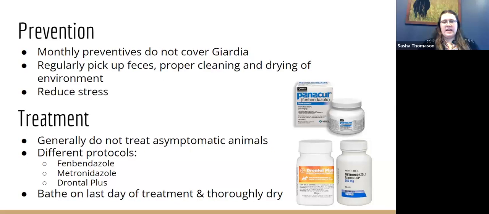If you have asymptomatic animals and say you have a fecal run and they see it on there, but they're not showing any signs, we generally don't treat those. But if they are showing signs, there are a few different protocols such as fenbendazole, metronidazole, or Drontal Plus. But one important part of this is to thoroughly bathe and thoroughly dry. The Giardia likes to stick to the fur and around the anal region. So it's very common, especially for cats, to be reinfected just by grooming themselves. And then once they're bathed and thoroughly dried, put them back into a thoroughly cleaned and dried environment. So properly cleaned and dried floors, walls if it's kennels, things like that, having clean beds, litter boxes as well, bowls, toys, all of those sorts of things.